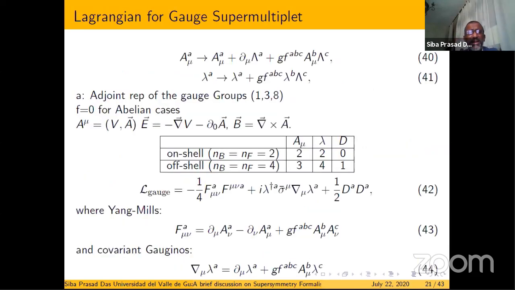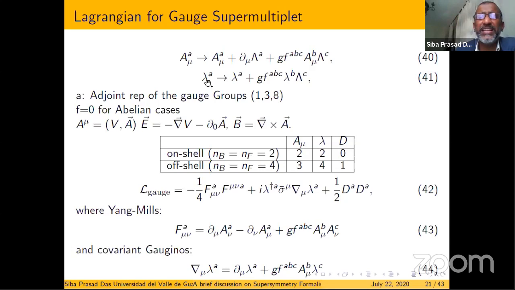You can similarly do this for the gauge supermultiplet, which is the next representation, because we need the gauge particle to be part of the supersymmetry. A_μ is a gauge particle, for example the photon, and a is the corresponding generator index for the gauge group. This is the normal gauge transformation, like a U(1) electromagnetic, and this is the corresponding structure factor of the gauge group. For example, for SU(3), these are the color factors.